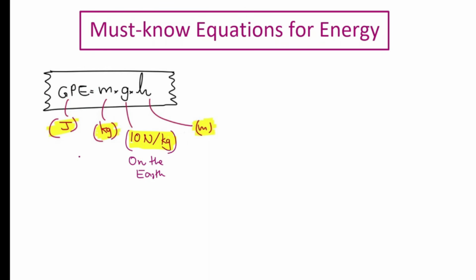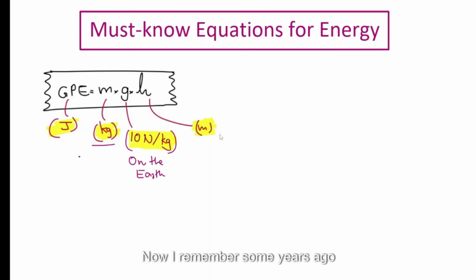Alright, the examiners love these energy equations, so let's go through them nice and easy. Here is the first one. Gravitational potential energy is found using the formula mgh. M is the mass in kilograms. G is the gravitational field strength, which is 10 newtons per kilogram on the Earth approximately. And this h here is the height in meters.